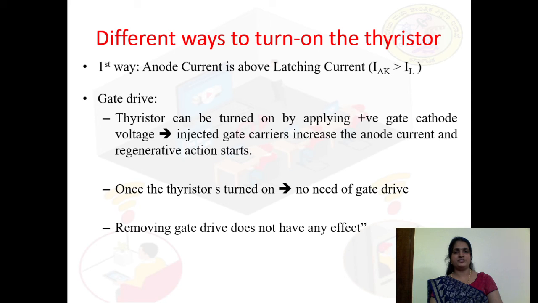And this is what we discussed. There are different ways to turn on the thyristor. The first way is when the anode current is above the latching current, that is, IAK is greater than the latching current IL. This is the current between the anode and the cathode, that is IAK. And one more is the gate drive, by applying a positive voltage between the gate and the cathode. The injected gate carriers increase the anode current and regenerative action starts.